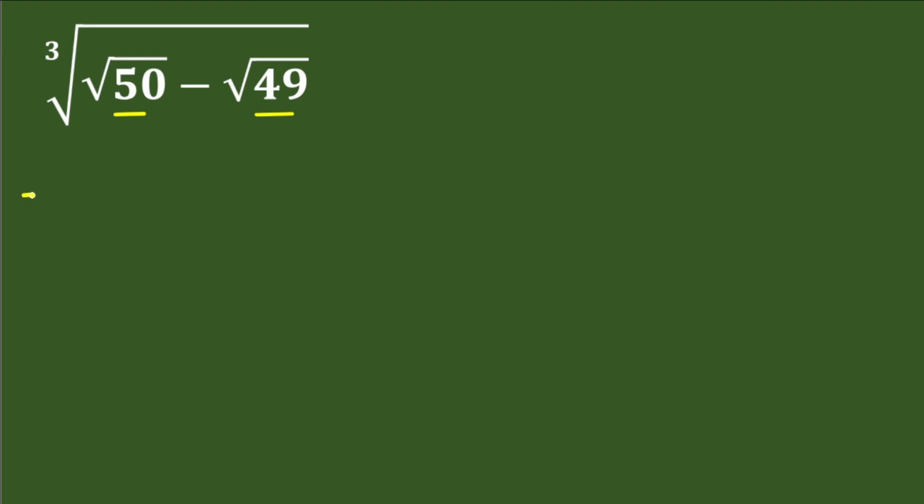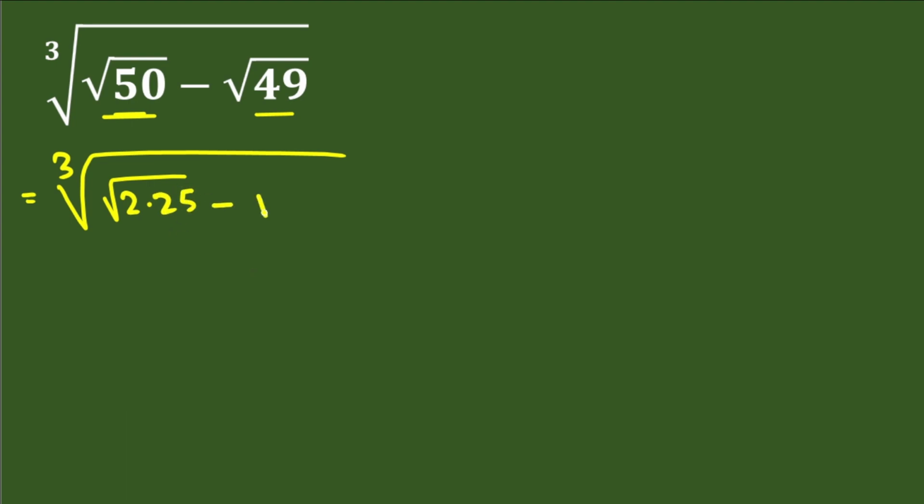Now for the solution of this problem, we'll write the cube root as it is. So it is cube root, and square root 50 we can write as square root of 2 multiplied by 25, and here we have minus square root 49. Now this expression is in the form of square root of a multiplied by b, and we can write it as square root a multiplied by square root b.